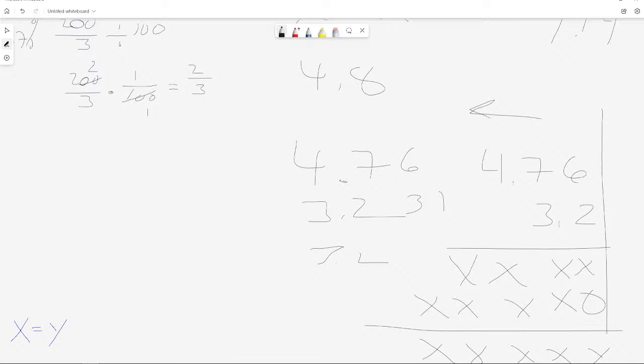Remember, a percentage represents the number as part of 100. That is, n% equals n over 100. And that's about it for today.